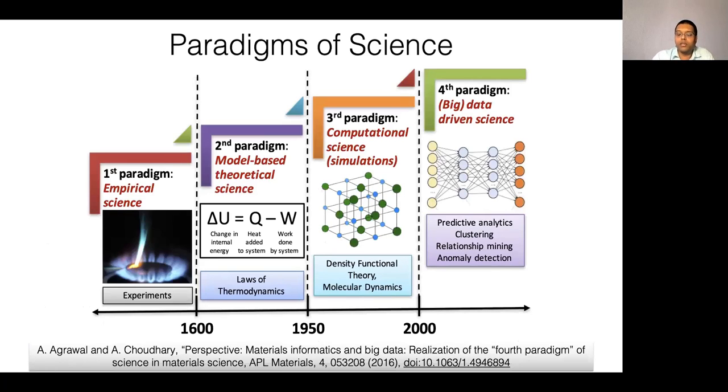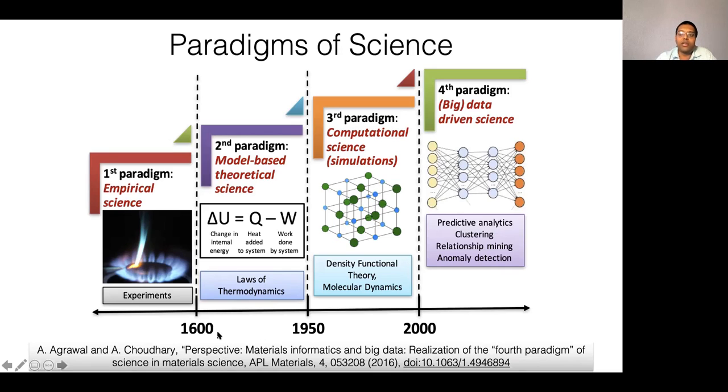So this is one of my pet slides, paradigms of science. If we look at how science and technology has evolved over centuries, not just years or decades, we can very clearly identify these four paradigms of science. So in the very beginning, all science was purely empirical. Everything was based on observations. So today that is famous as the experimental branch of science.